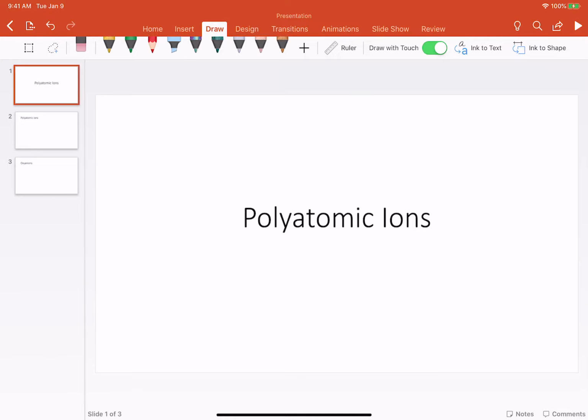Something else we have to consider when naming ionic compounds is whether or not that compound contains any polyatomic ions. So what is a polyatomic ion? Let's look at the name. Poly means many. Atomic meaning with atoms. So a polyatomic ion is an ion that contains many atoms, or more than one atom.